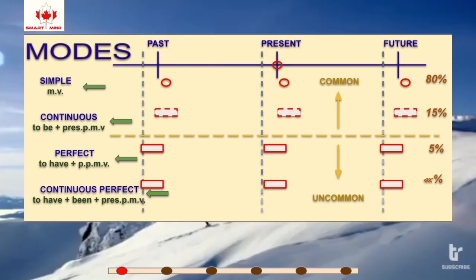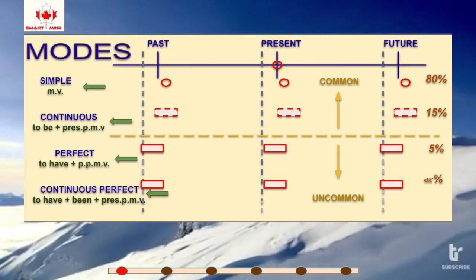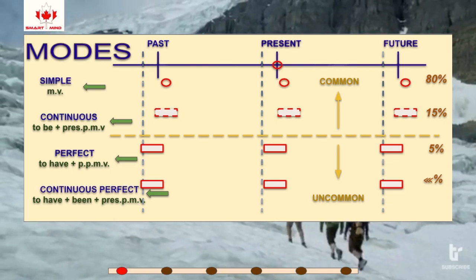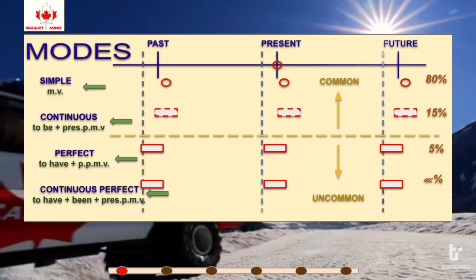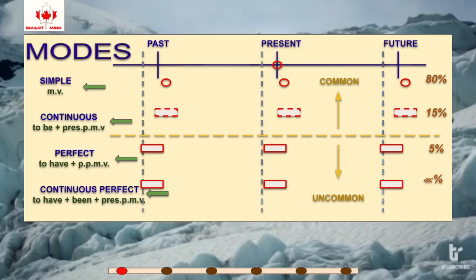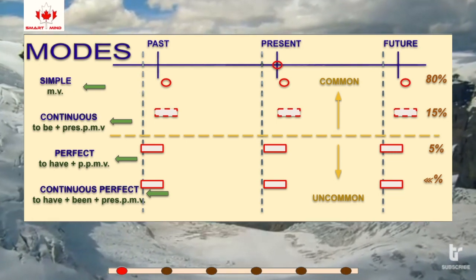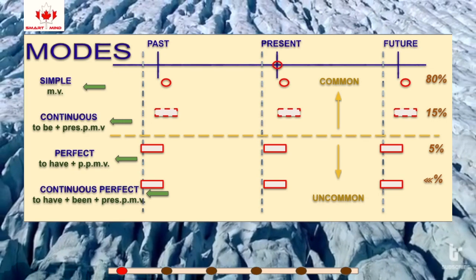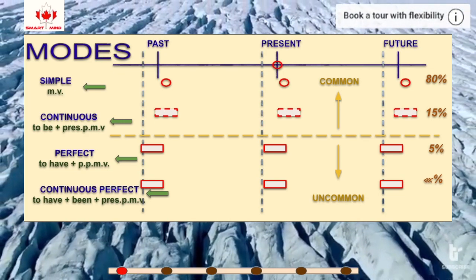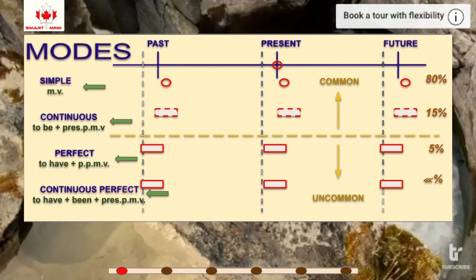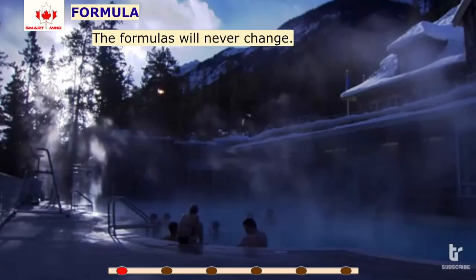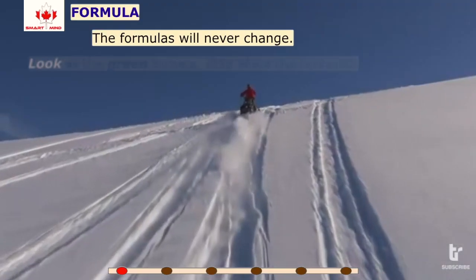And in the continuous perfect mode, you have the auxiliary verb to have plus being plus the present participle of the main verb. So only you have to conjugate the auxiliary verb to have. All the rest for continuous, for perfect, and for continuous perfect modes will remain the same. The formulas will never change.